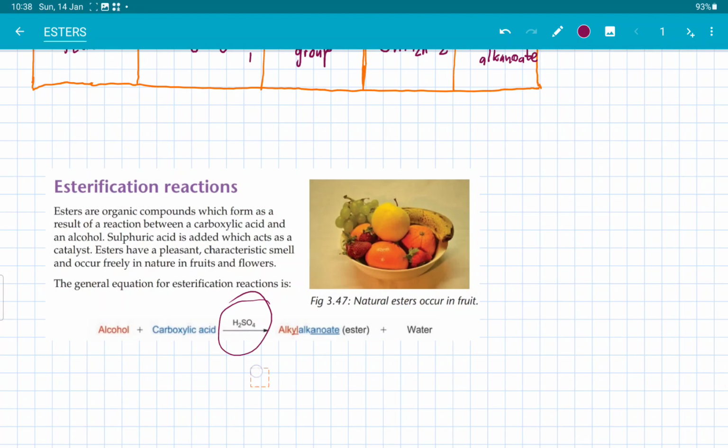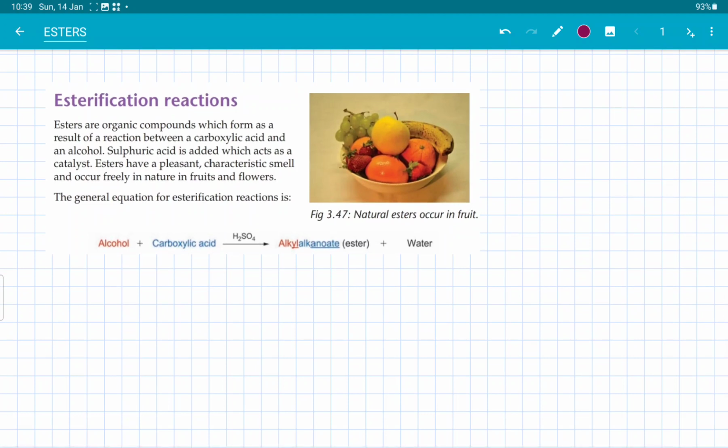Esters have a pleasant characteristic smell and occur freely in nature in fruits and flowers. If you notice, different fruits have different smells. Those smells or odors are a result of esters. When they make perfumes from flowers so that they smell pleasant, those are esters.